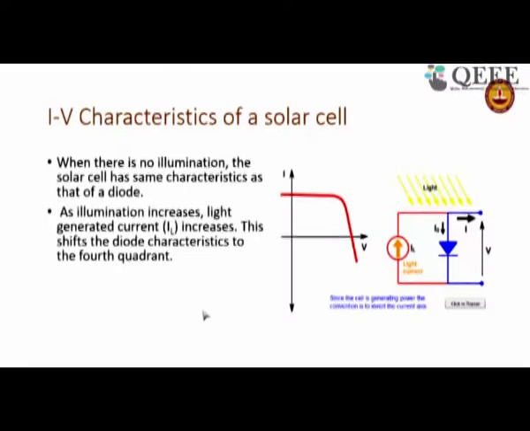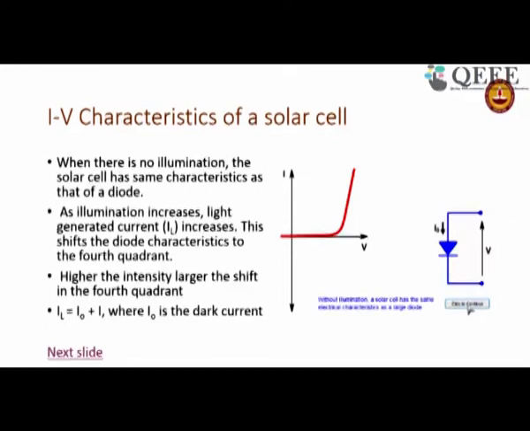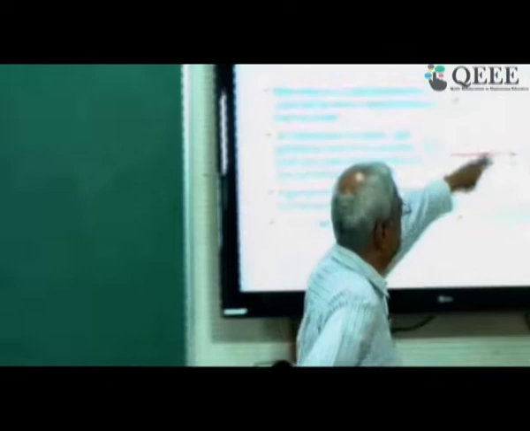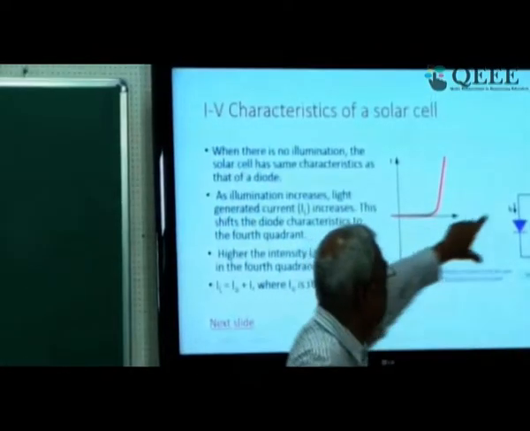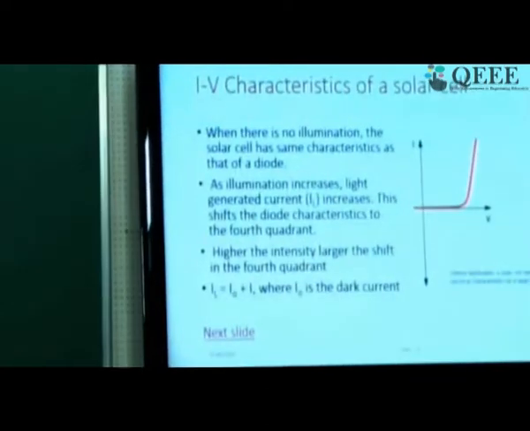As illumination increases, so this is what initially I have. Let's take a photodiode. If I just take a photodiode and look at the voltage versus current, this is what the diode is. This is a simple diode principle. There is nothing new, these are the IV curves of a simple diode.